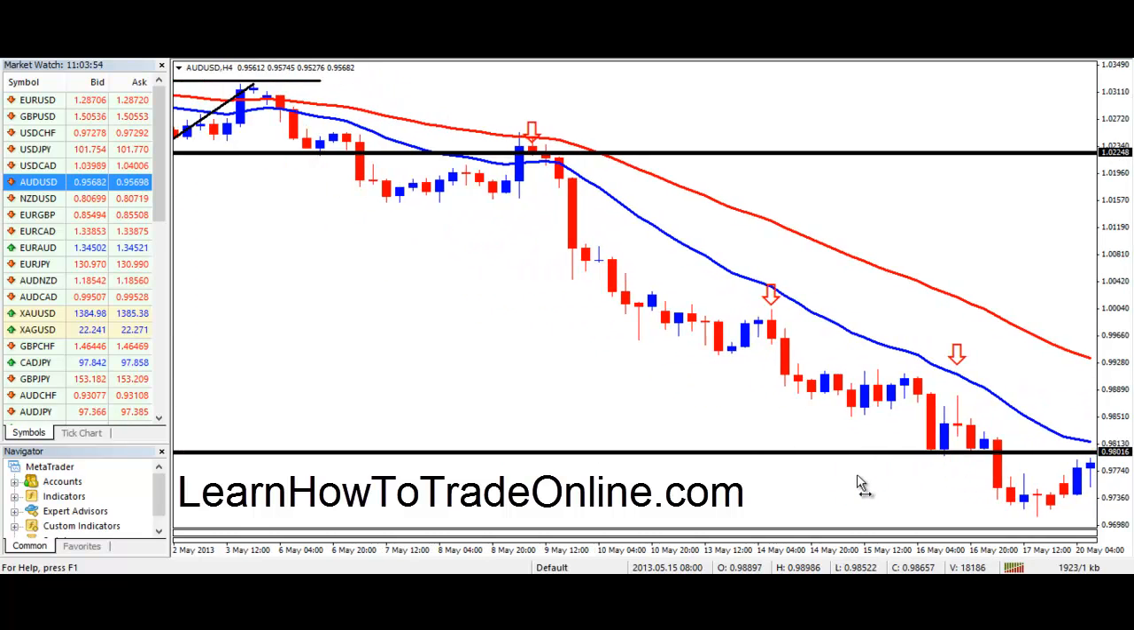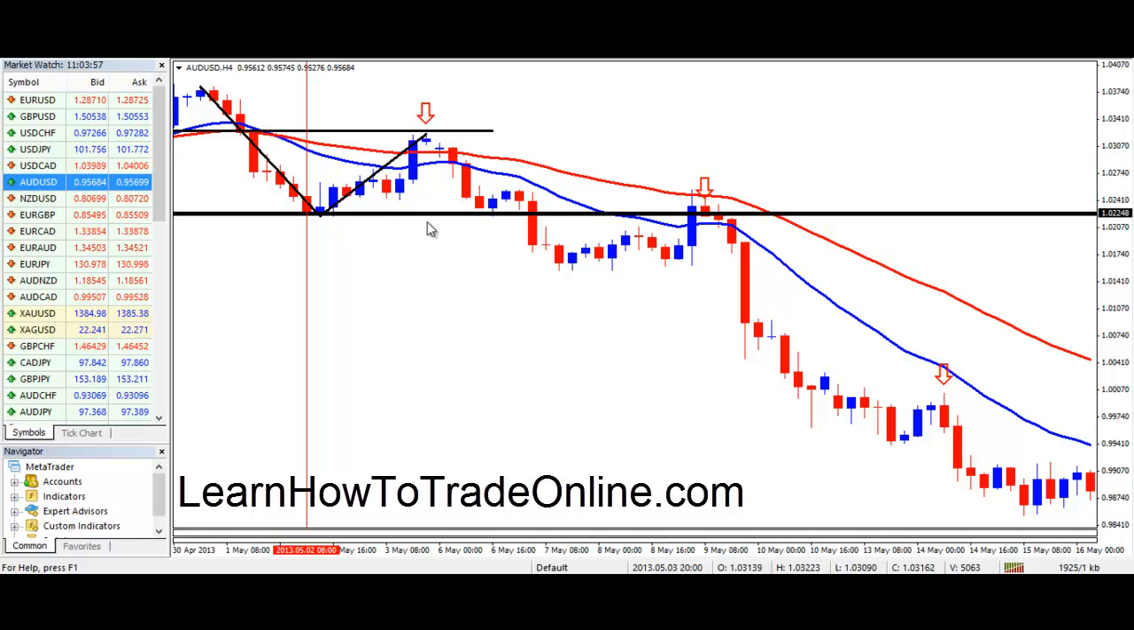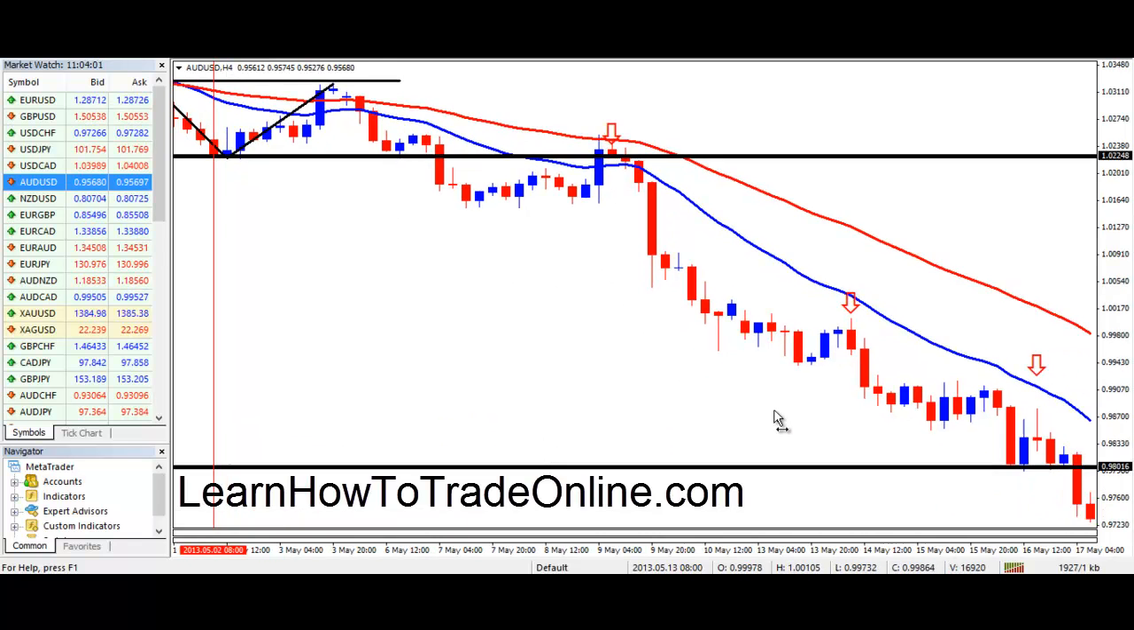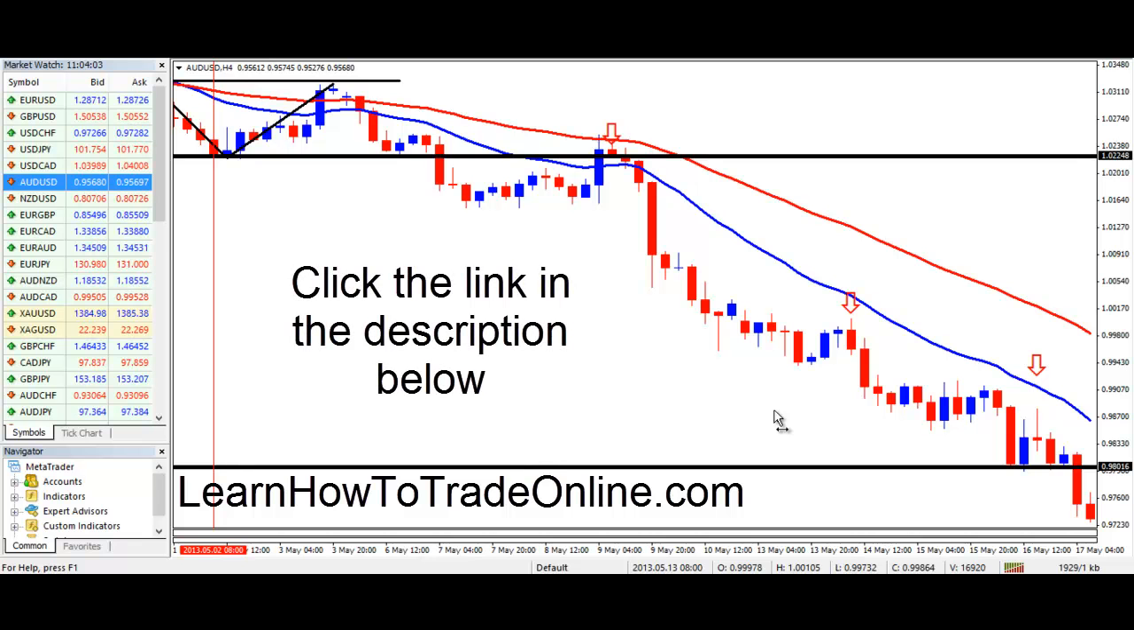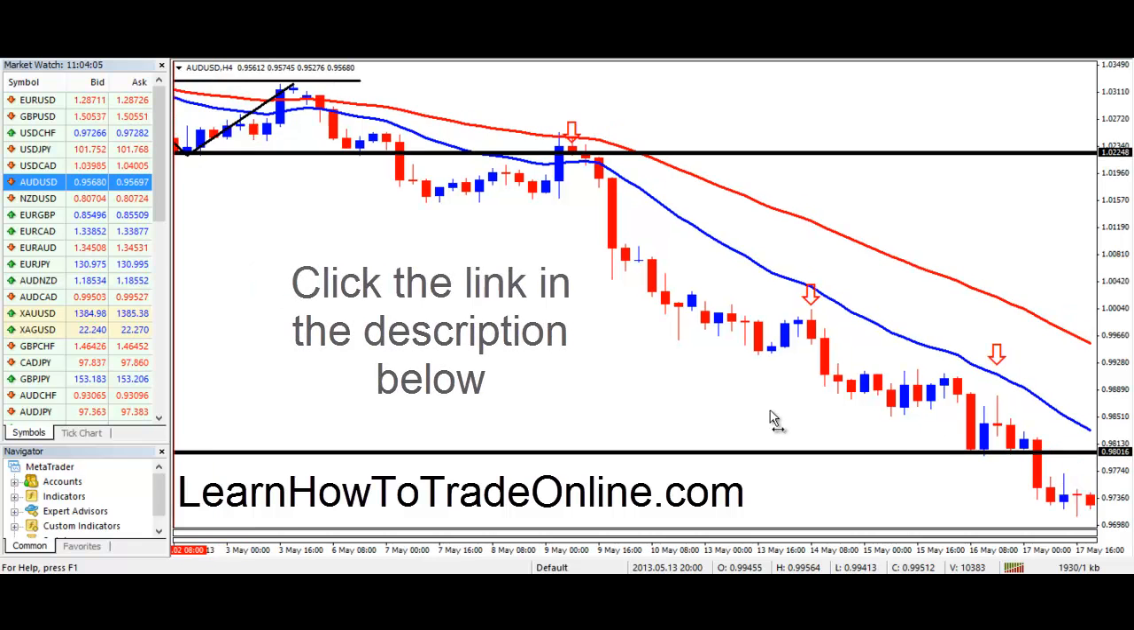But hey, you can see this has been a very simple tutorial here on price action, support and resistance, and trend-based trading.